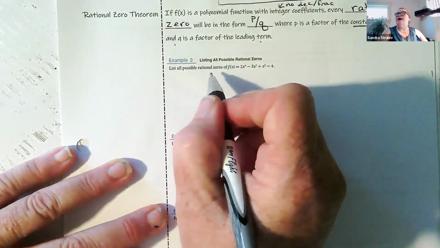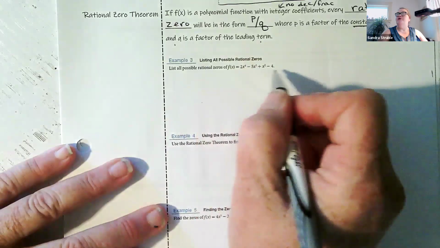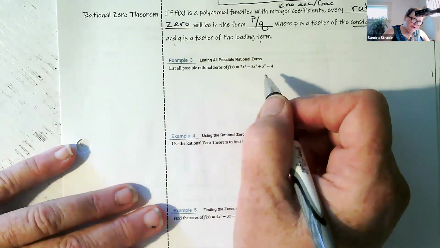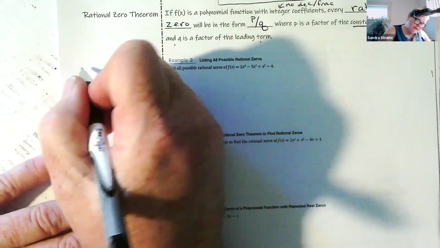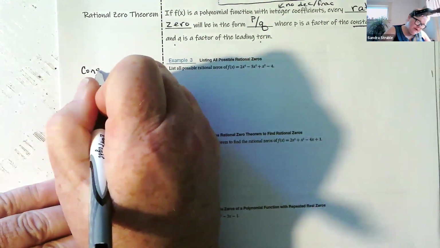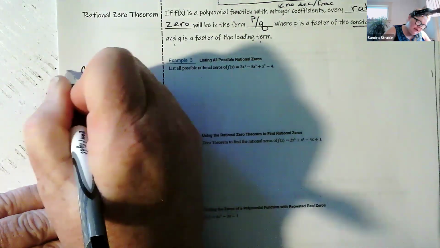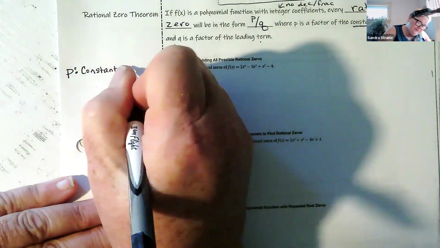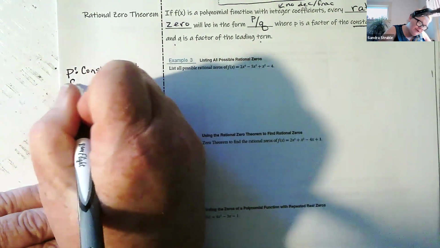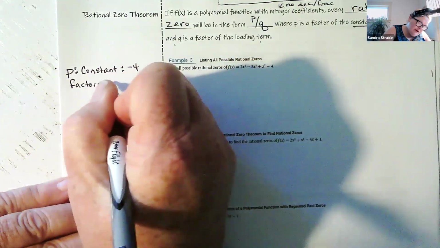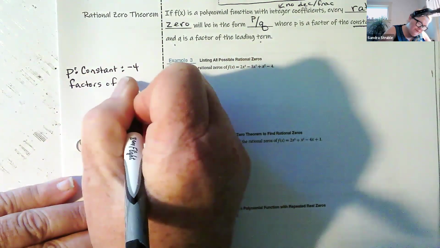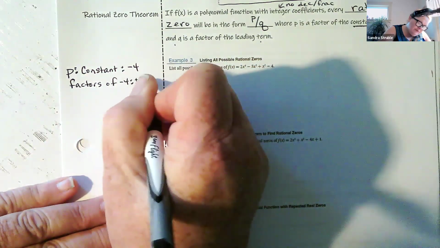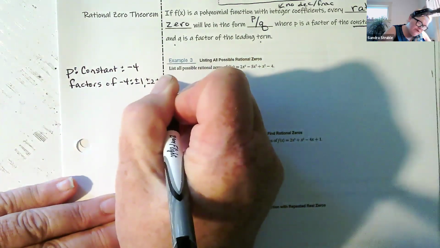So let's do this. Example 3. List all possible rational zeros of the polynomial. So the first thing I need to know is what's the constant? Because the constant is going to be in relation to our p. Our p is going to be for our constant, and our constant is -4. So now I need, what are the factors of -4? Well, those are plus or minus 1, plus or minus 2, and plus or minus 4.